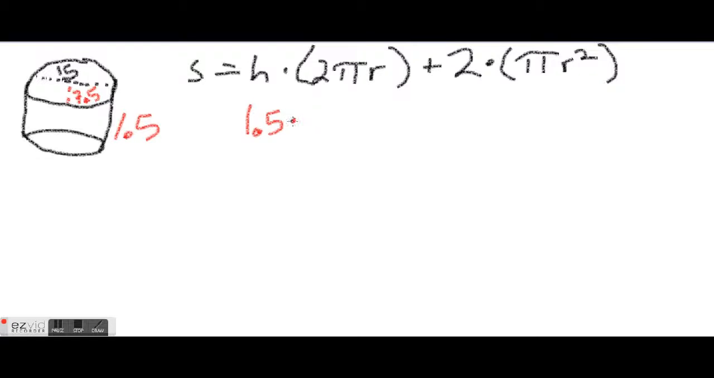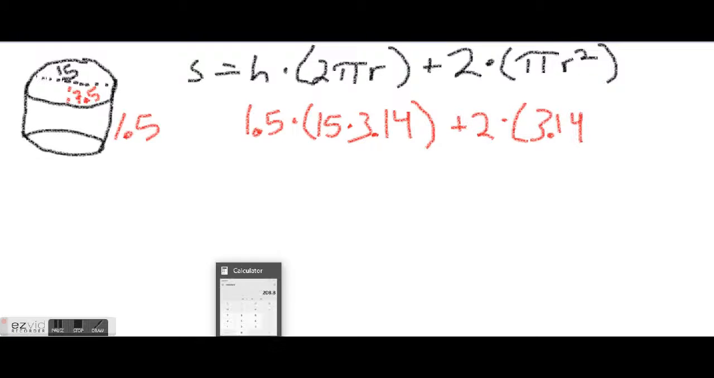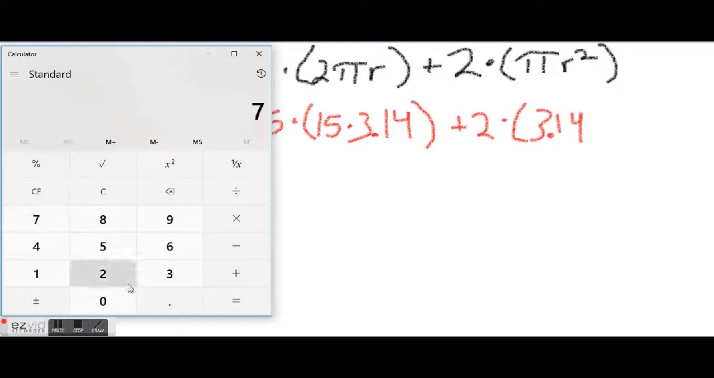So we'll just do 15 times 3.14. All right? Plus 2 times pi, which is 3.14 times r squared. Oh, that's a tough one. That's 7.5 times 7.5 squared, right? Which is 56.25.